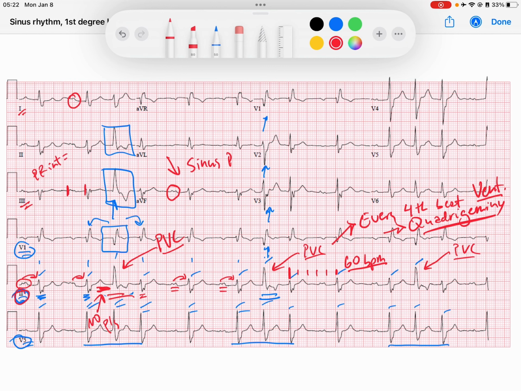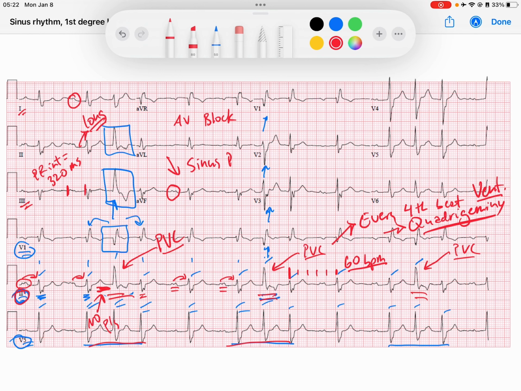Now we need to figure out what type of AV block this is, right? We said we have some group beating down here. We've attributed that to these premature ventricular complexes. But is this a first degree AV block? Is it a second degree AV block? Now we really have to dive into finding our P's correlated to our QRSs.